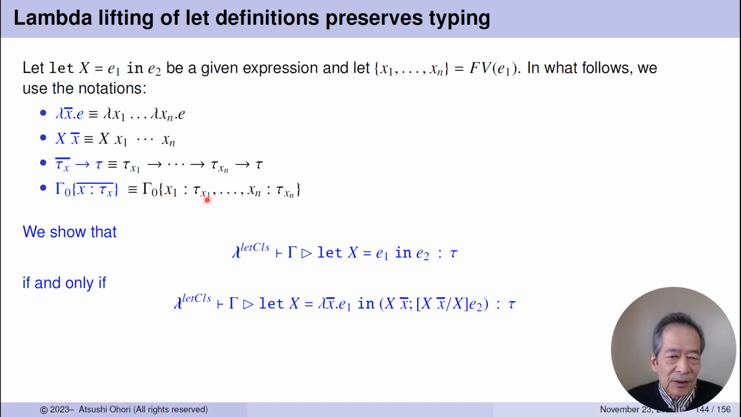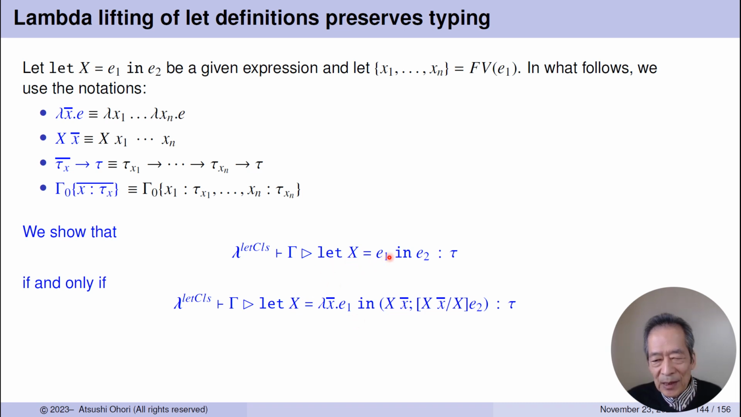Under this notation, we show that this expression is typable in let CLS if and only if this lambda-lifted one is. It's not fully lambda-lifted; this is just one transformation step of lambda lifting. So E2 is not transformed, but this is enough. This is the result of one-step transformation used in lambda lifting. It has the same typing under this type system, right?